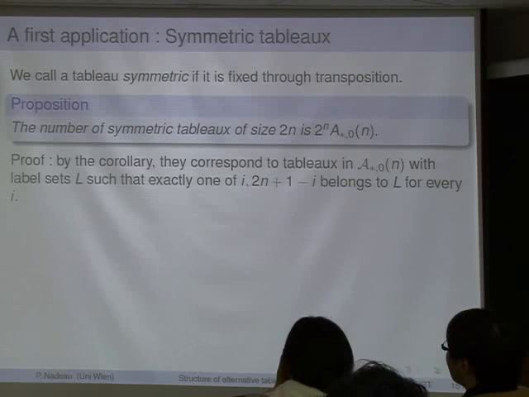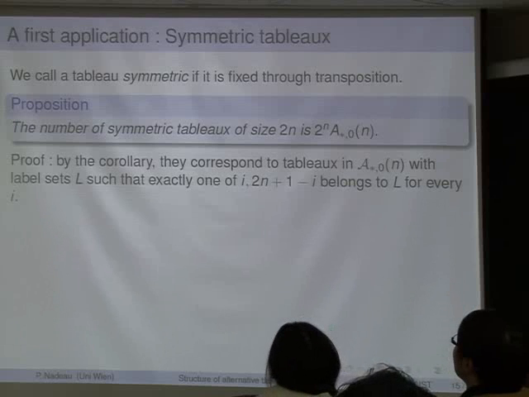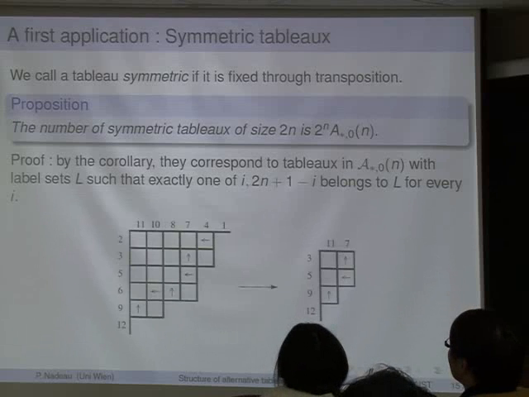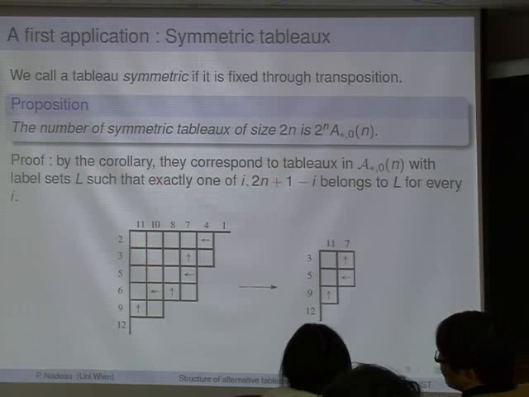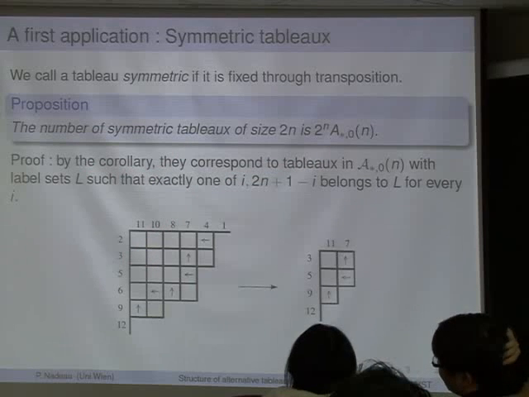Call a tableau symmetric if it is fixed through transposition. So this is a symmetric tableau. It's clear for everyone what symmetric is. Just if you transpose, it's the same. So it has an axis of symmetry, the main diagonal. Okay. It's easy to see that by the corollary, if you try to split it in two tableaux, there's one that corresponds to the free rows and the other one to the free columns. These two tableaux will be transposed of each other because of the symmetry of the original one.